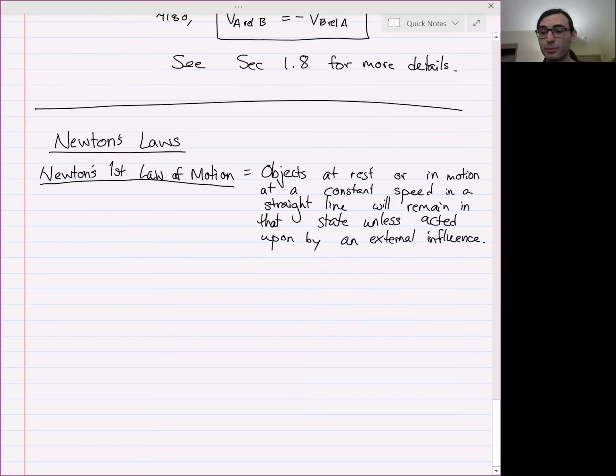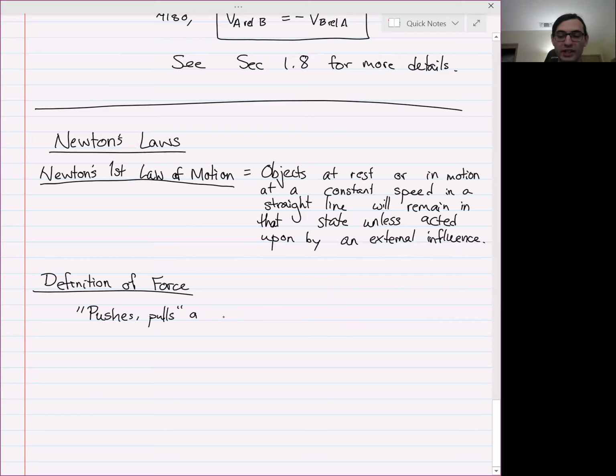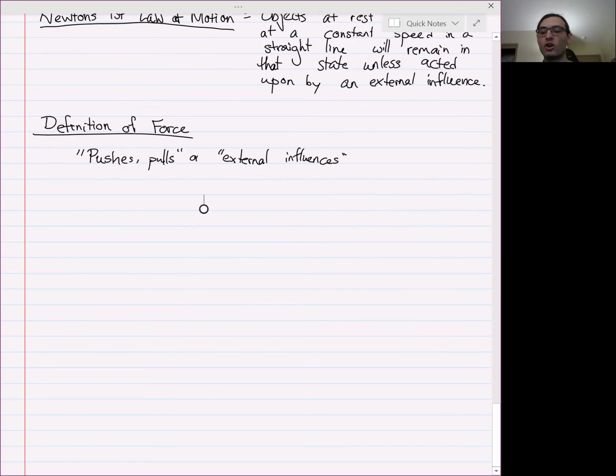Right, so there's a lot to break down in this sentence. But before I do that, I actually want to define some things. So let's talk about a force. A force has a very specific definition in physics. But colloquially, these are things that are pushes, pulls, or external influences, like in the first law described above. These are all called forces.